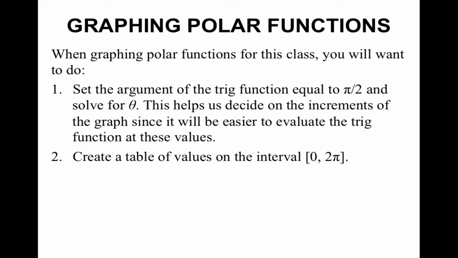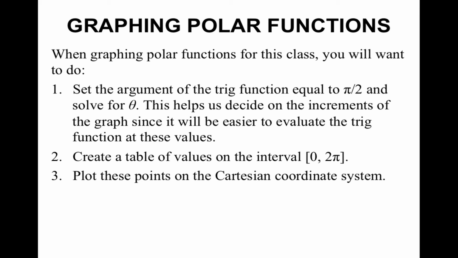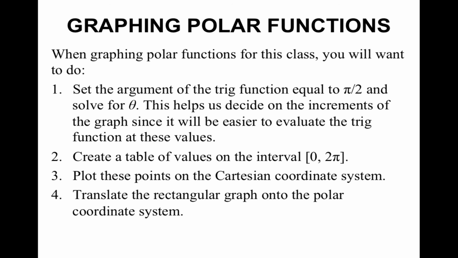Step 2, create a table of values on the interval from 0 to 2 pi. Then plot these points on the Cartesian coordinate system. Then you're going to translate the rectangular graph onto the polar coordinate system. So let's look at an example. All right, so we have that r equals 3 cosine 2 theta.